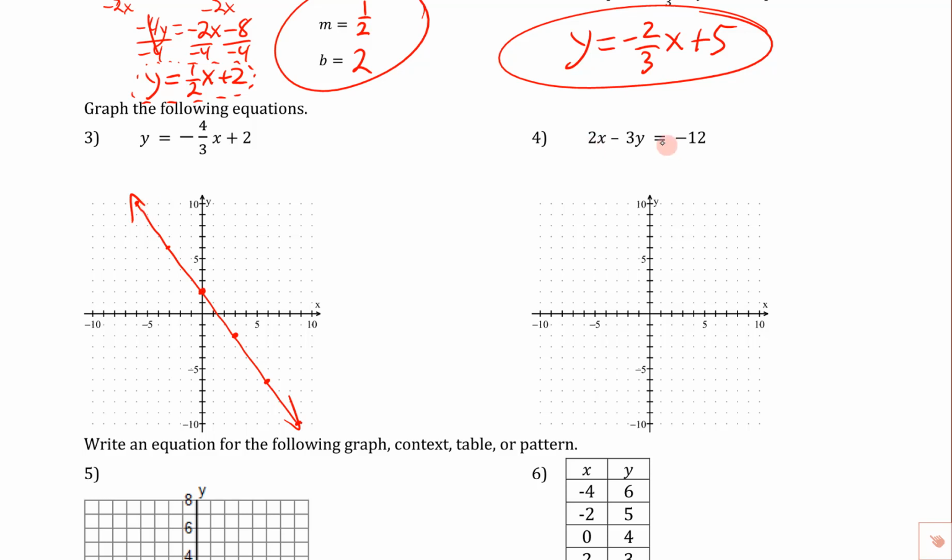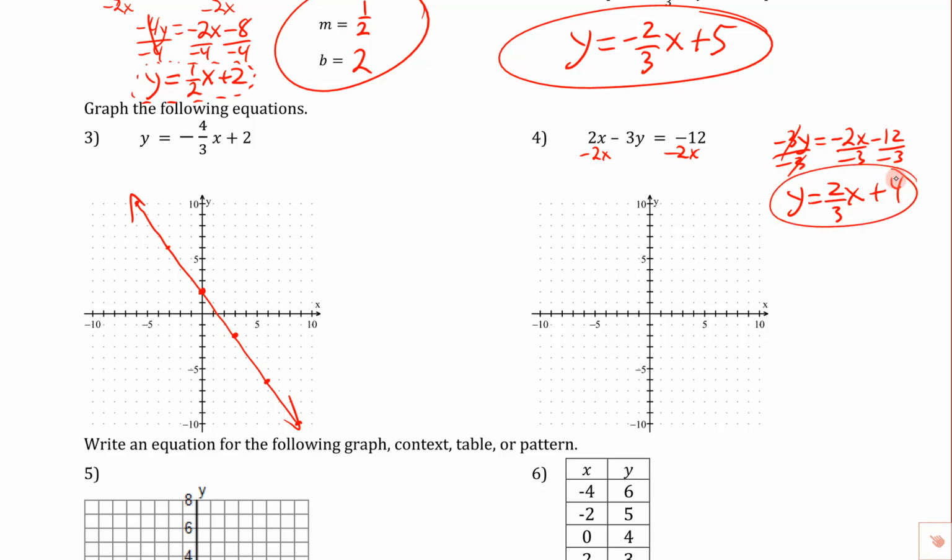Next one. This one is not in slope-intercept form, so let's get it there. Let's move that 2x to the other side. So I'm going to write this as negative 3y equals, again, writing this in the correct order. Then we're going to divide everything by negative 3. Every term on both sides by negative 3. So we're going to have y equals, this would be 2/3 x, and then this is going to be positive 4. So that's where this one crosses the y-axis.